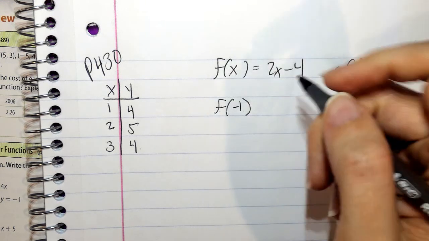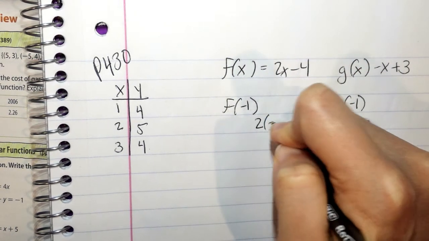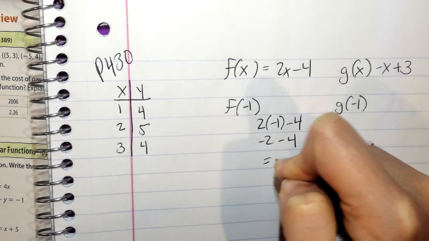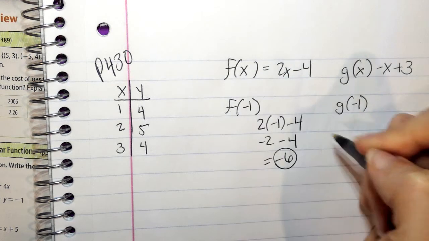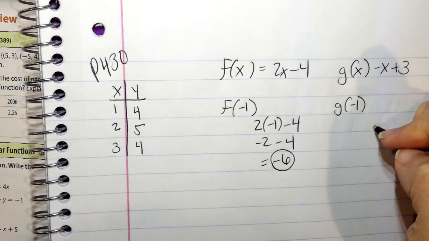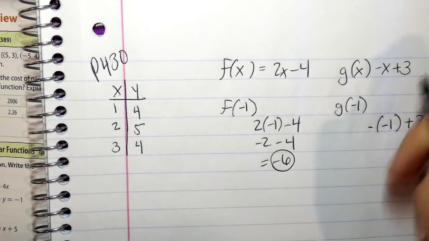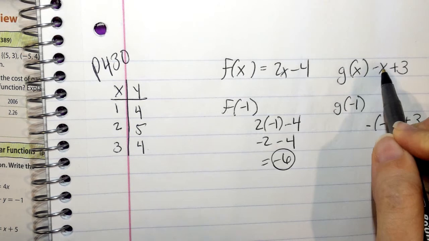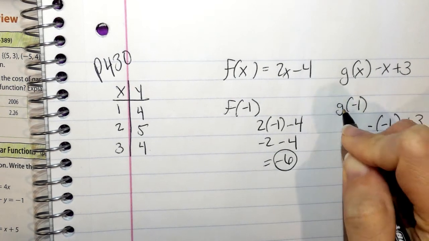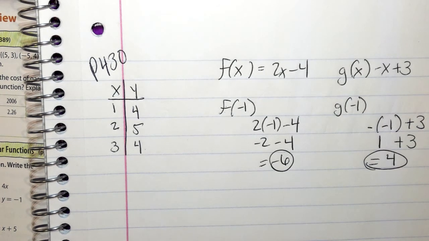Alright, for this, it's just plugging it in for x on each one. So this would be 2 times negative 1 minus 4. When you solve, that's negative 6. So f of negative 1 is equal to negative 6. Same thing on the next one. You plug it in. Be careful when you are plugging this one in. Negative negative 1. That's really just a positive 1 then. So g of negative 1 is really equal to 4 on that one.